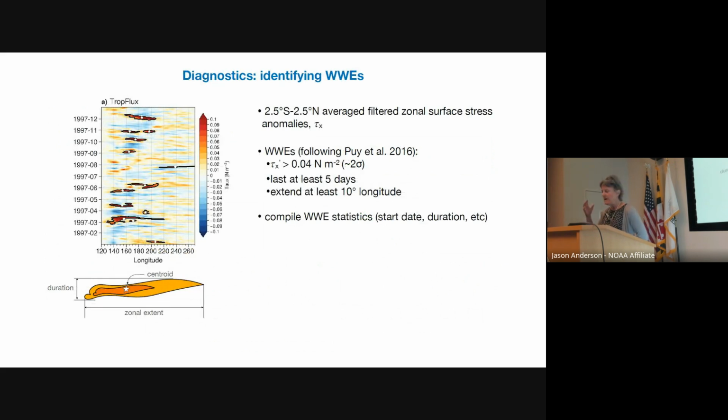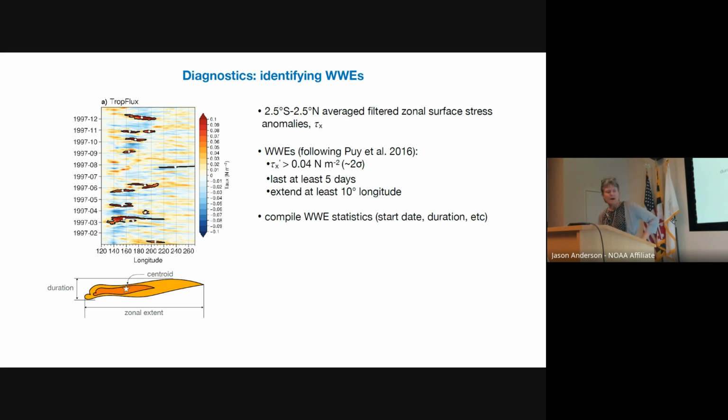So when we develop these diagnostics from the CMIP6 model output, we're looking at long time series of surface stress along the equatorial Pacific. And so we can filter the surface stress, and then we pick out events. This is following an algorithm from the Puyadal 2016 paper, where we identify surface stress anomalies greater than 0.04 newtons per square meter. This is roughly a 2 sigma threshold. They must last at least 5 days and extend at least 10 degrees in longitude. This is a fairly commonly applied threshold for similar studies.